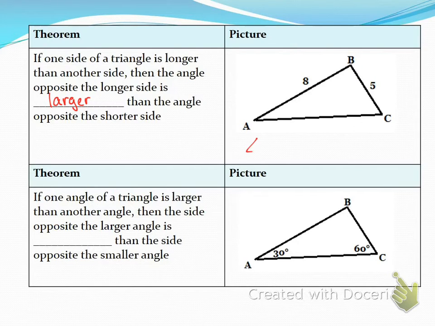Good. Angle C in this case is going to be greater than angle A, because angle C is across from a longer side than angle A is. They didn't tell us anything about angle B, so we're not going to bring that into this situation.